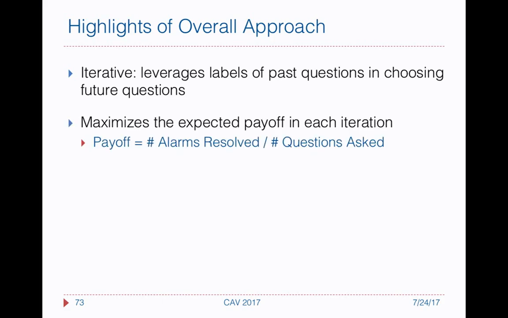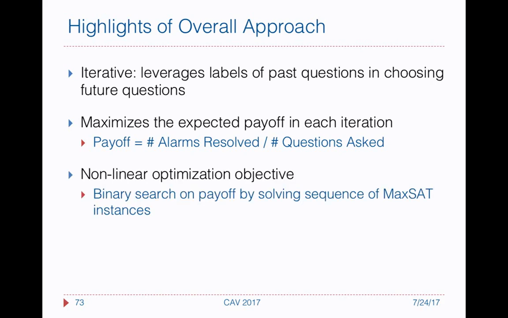Okay? But on the other hand, within each iteration, we would like to maximize the expected payoff, which is we would like to get the most number of alarms resolved by asking the fewest number of questions. Now notice that this is a nonlinear optimization objective. Okay? So we have a division here where both of these are variables.